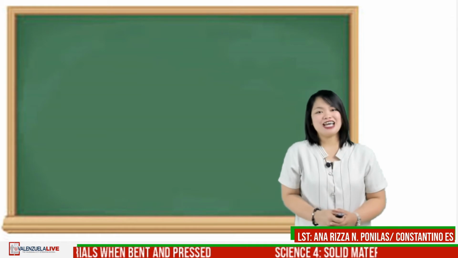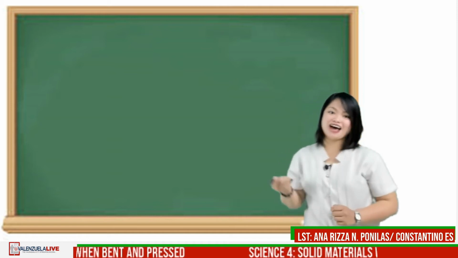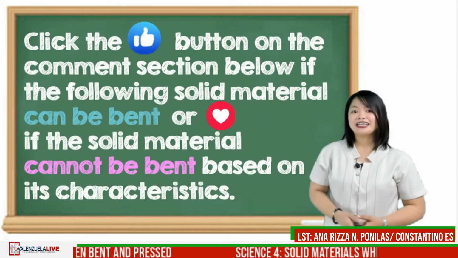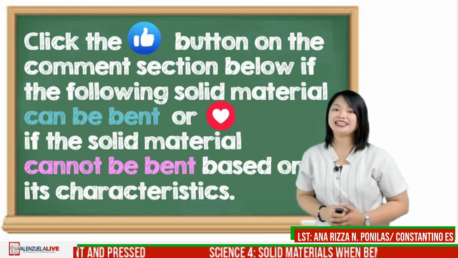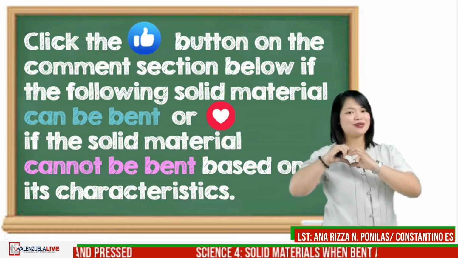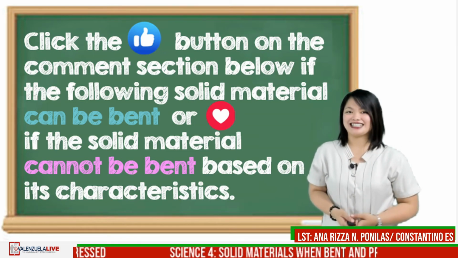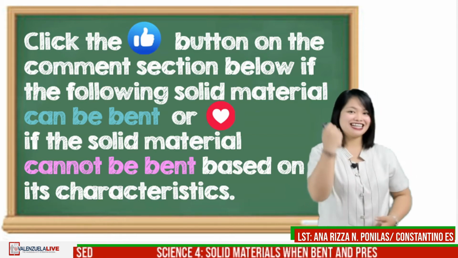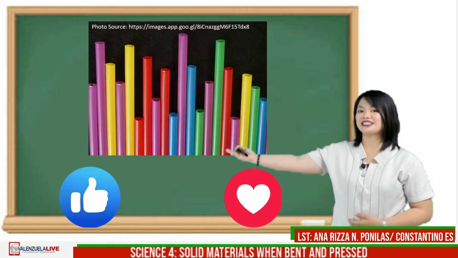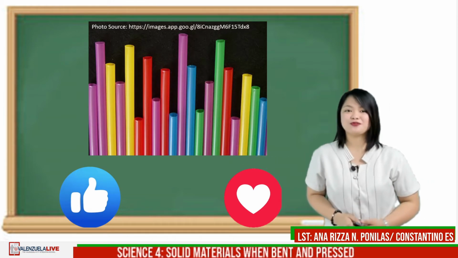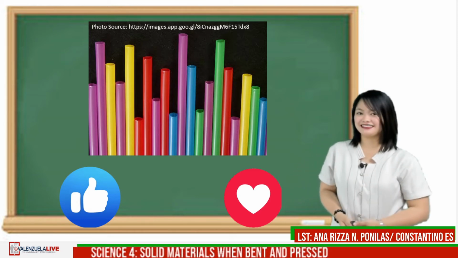So, let us see if you can already describe the solid materials when bent by answering our activity. Click the like icon in the comment section below if the following solid material can be bent, or the heart button if the solid material cannot be bent based on its characteristics. Are you ready? Let's go! The first picture is plastic drinking straws. Click like if the straws used for drinking can be bent, or heart if they cannot be bent.